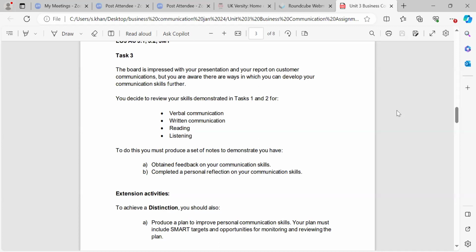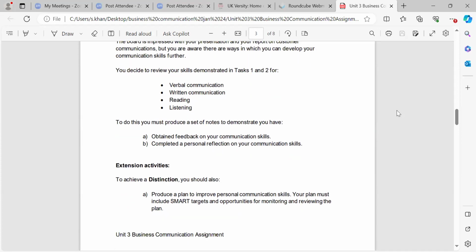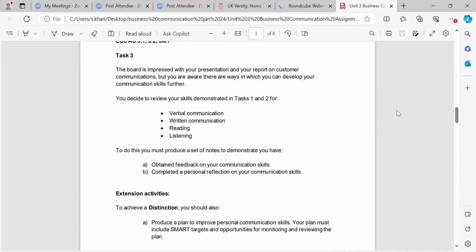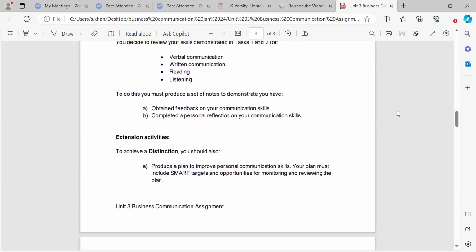To do this, you must produce a set of notes to demonstrate you have A, obtained feedback on your communication skills, B, completed a personal reflection of your communication skills. Now, to gain a distinction in task 3, you must also produce a plan to improve personal communication skills. Your plan must include the SMART targets and opportunities for monitoring and reviewing the plan.